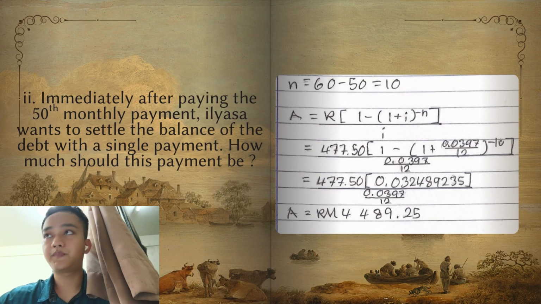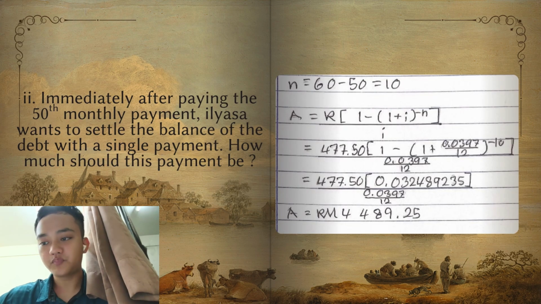Question 2, part 2. Immediately after paying the 50th monthly payment, Elisa wants to settle the balance of the debt with a single payment. How much should this payment be? Firstly, we use the balance to calculate and settle the balance of the debt. So N equals 60 is the total, minus 50 is the total she has paid, equal to 10. So we must use N equal 10. First step, I must use the present value formula and fill in the information from part 1 into the formula. Lastly, I solve and I get RM 4,489.25.